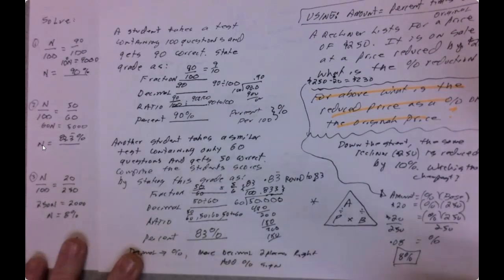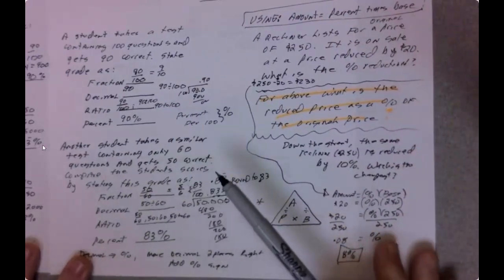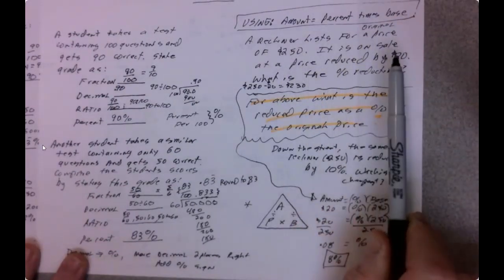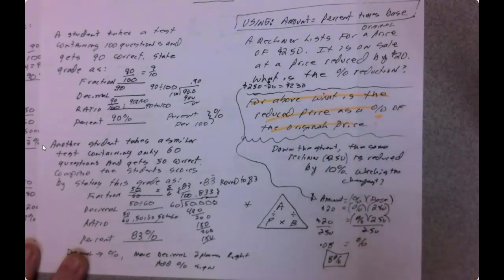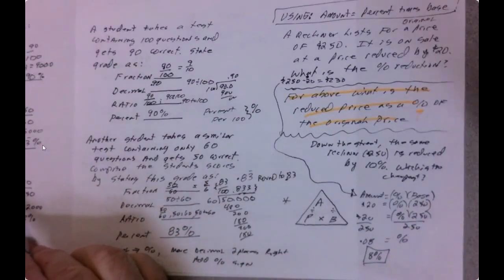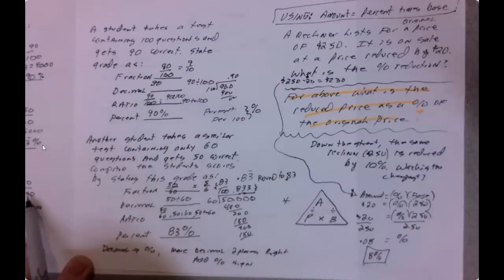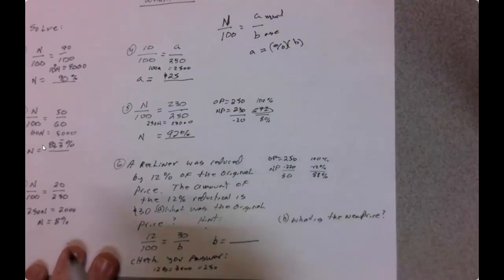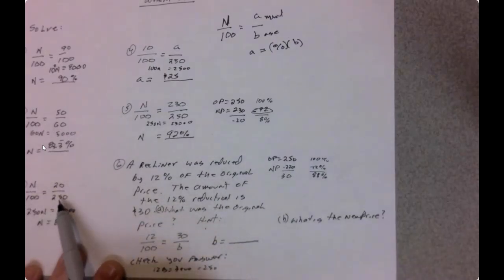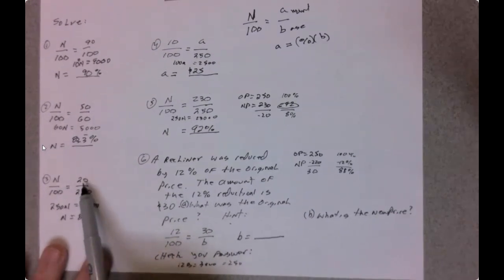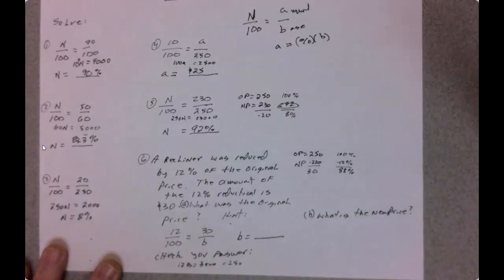This problem was the recliner discount problem, where a recliner listed for $250 was on sale at a price that was reduced by $20. What is the percent reduction? So here's the problem. N over 100, looking for the N value or percent. This is the original value, the $250. This is the N over 100. This is the original value, and this is the discount amount or price reduction amount. So we're wondering what is the percentage of 250 represented by 20? Do your cross multiplying and you get 8%.